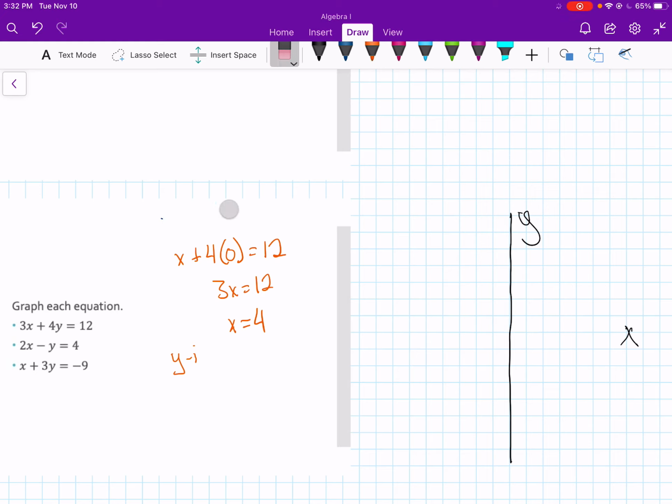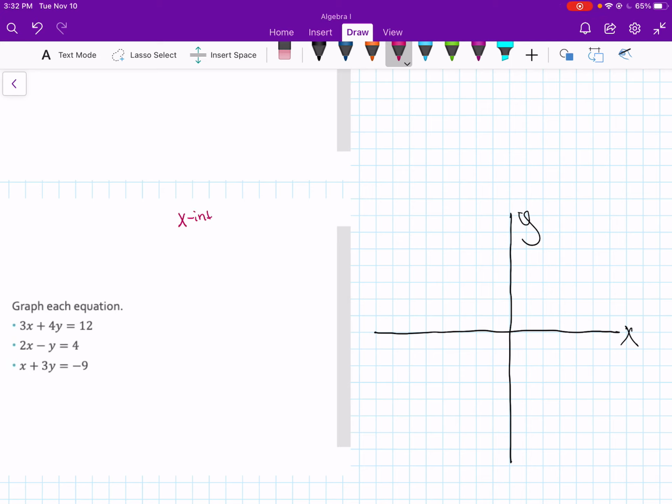All right, so let's look at another example. Looking at the second example, let's find the x-intercept. So that means we're going to plug in 0 for y and solve for x. So 2x equals 4, x equals 2.